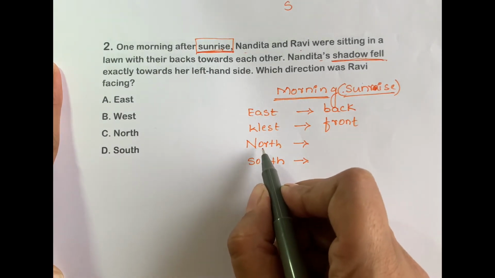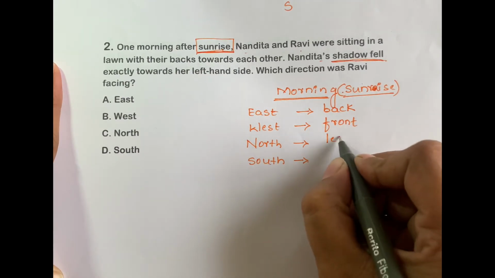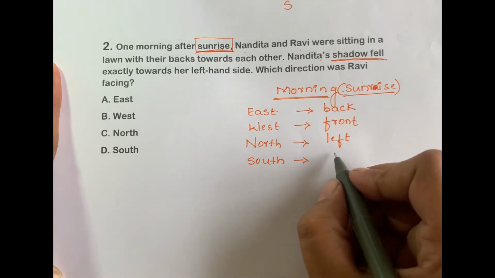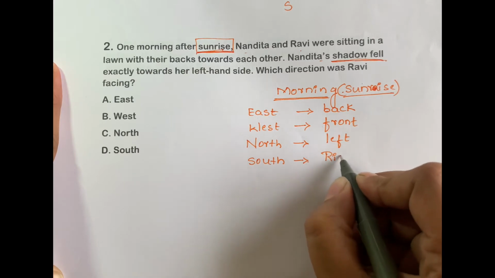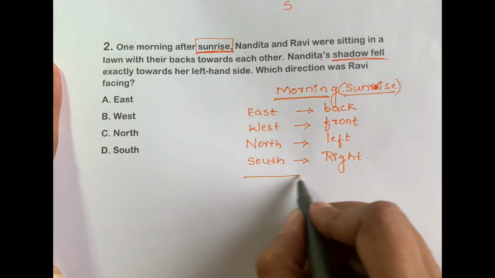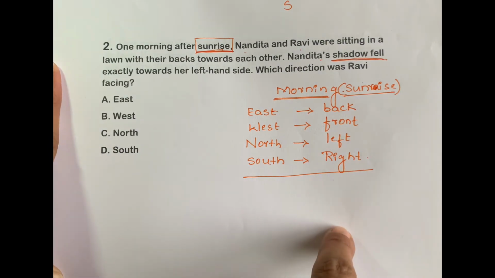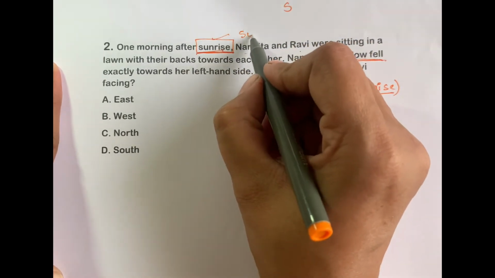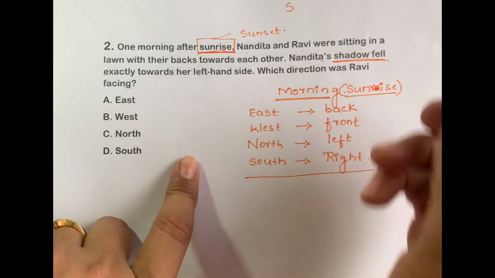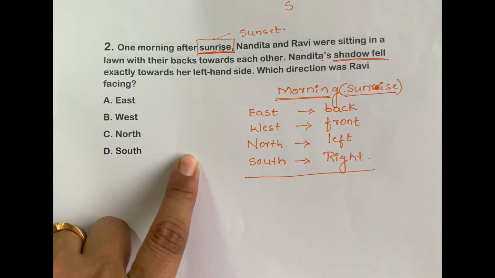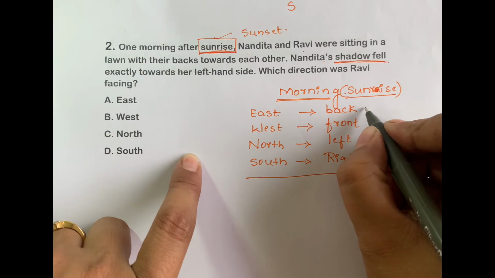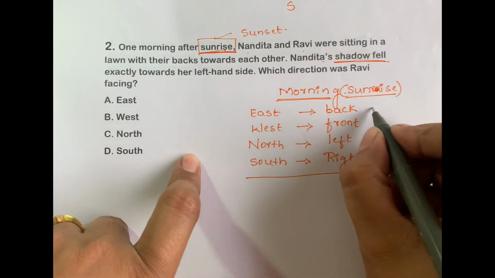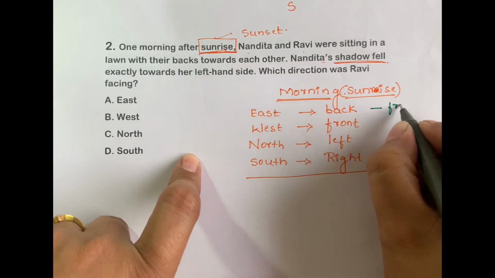If the person is facing north, then the shadow will be on the left of the person. If the person is facing south, then the shadow will be on the right of the person. This you have to remember. If you remember this, you can solve any question on shadows, whether it is sun rays or sunset. For sun rays, these are the answers. If it is sunset, it is exactly opposite to this. That is, if a person is facing east, then the shadow will be in front, exactly opposite.